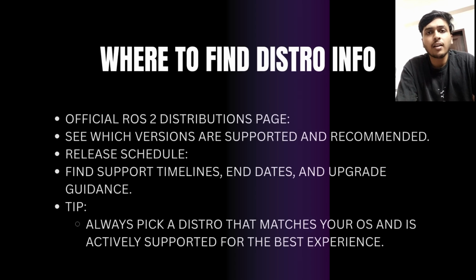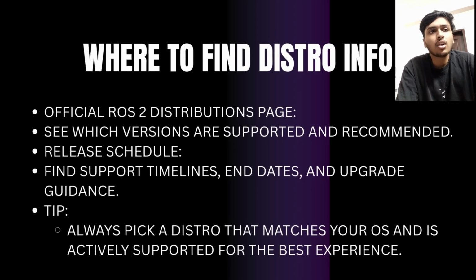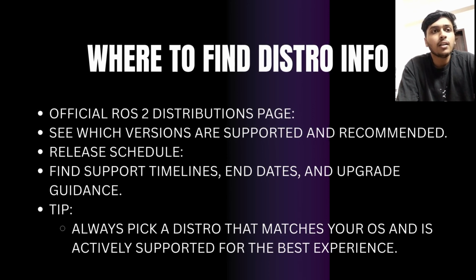And if you're wondering, where do you even find this information? Well, you can always check the official ROS 2 distributions page, where they list all the release versions, their compatibility with different operating systems, and how long each version will be supported. There's also a release schedule page where you can see upcoming versions, official end of life dates, and versions that are no longer maintained, for being mostly updated with all the versions of ROS 2.